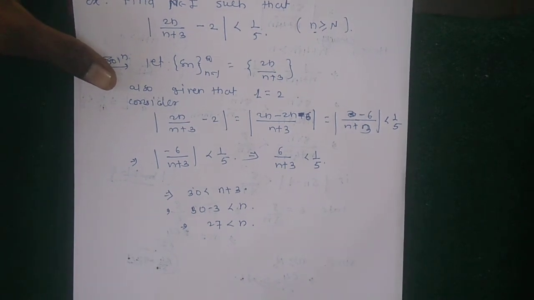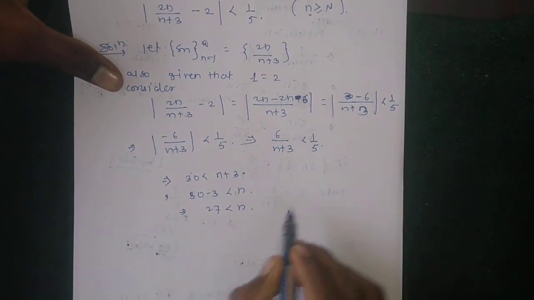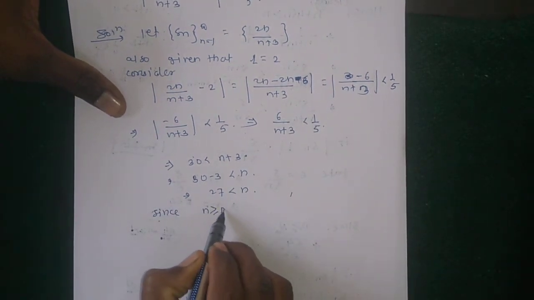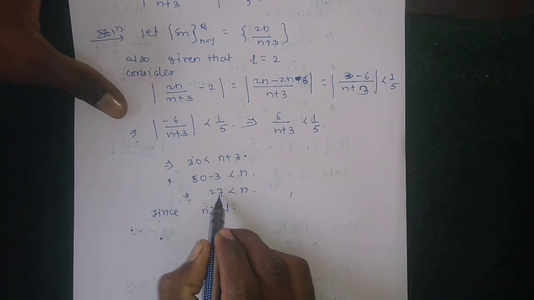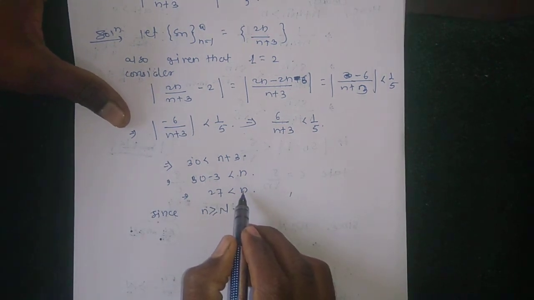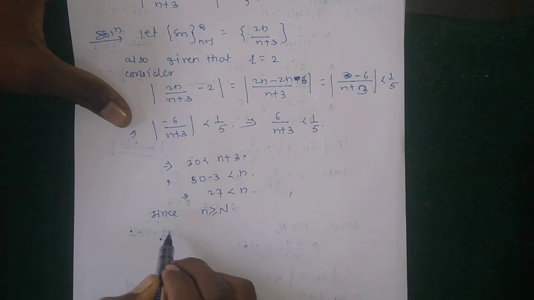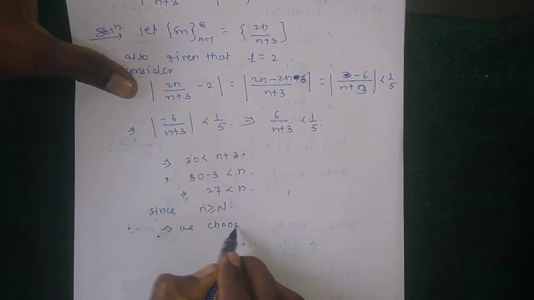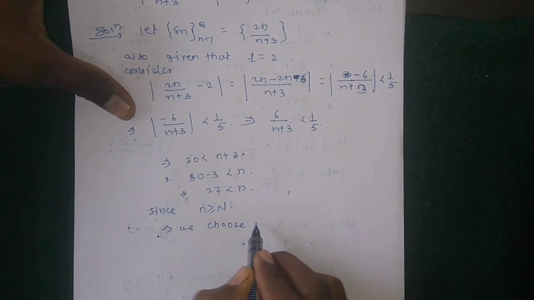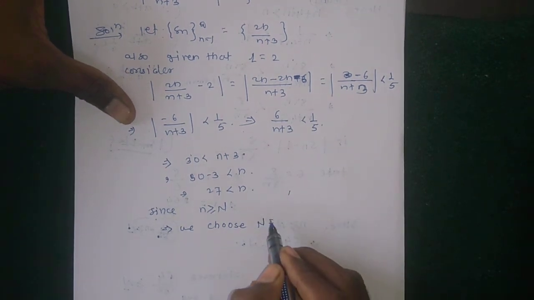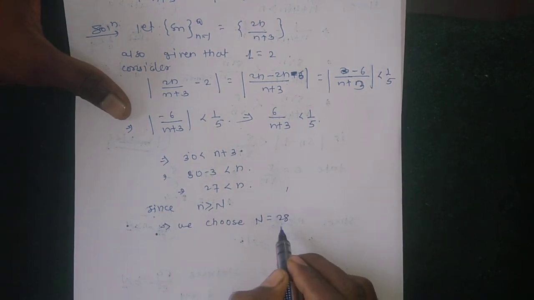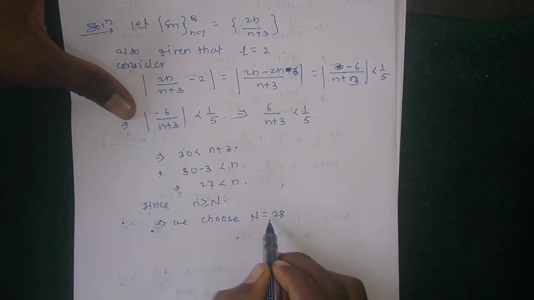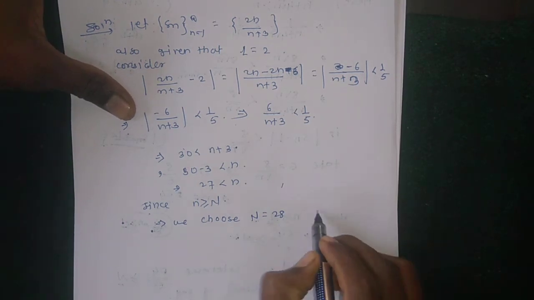We have to find N. Since the condition is n is greater or equal to N, but 27 is strictly less than n, we choose N equal to 28. Why are we choosing N equal to 28?